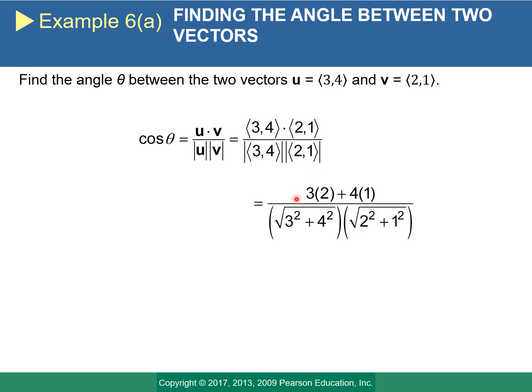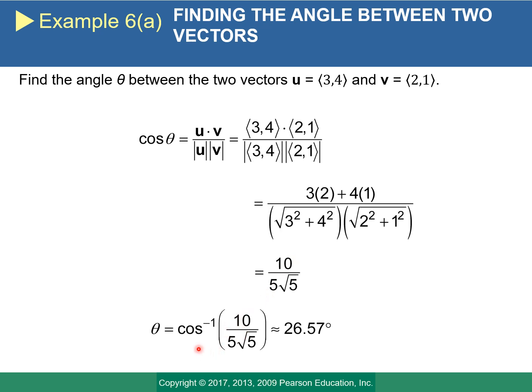Alright, so our dot product on top was 3 times 2 plus 4 times 1. And then on the bottom, remember how to find the magnitudes. You take the components, you square them, so 3 squared plus 4 squared for the first one. The second one was 2 squared plus 1 squared, and then you take those square roots. If we simplify, we get 10 on top, and 5 square root 5 on the bottom. Technically I could say that this is 2 over square root 5, to simplify a little more.